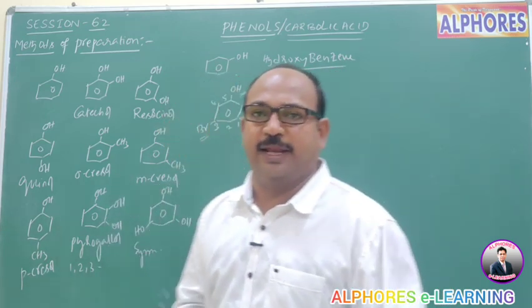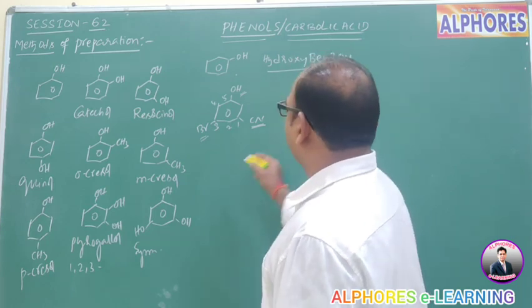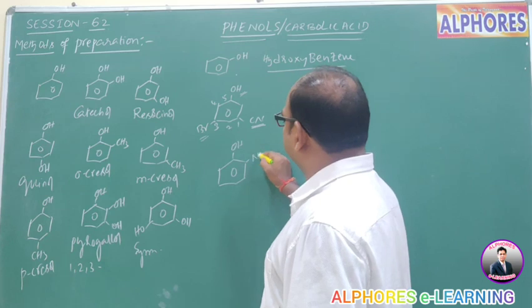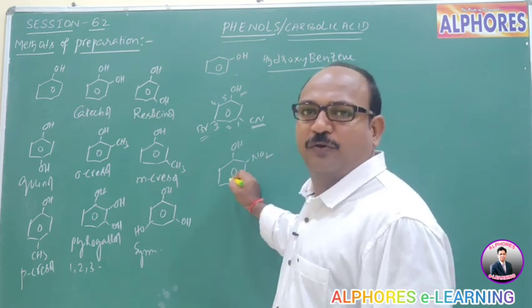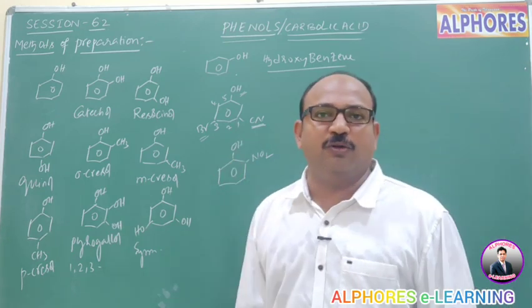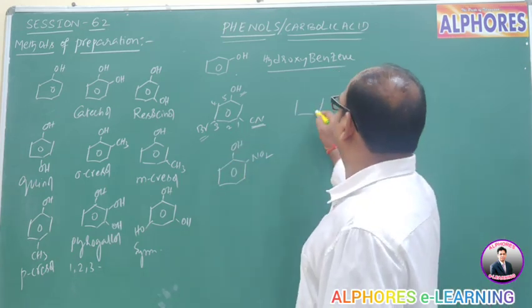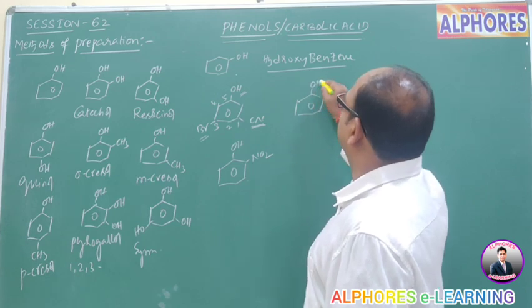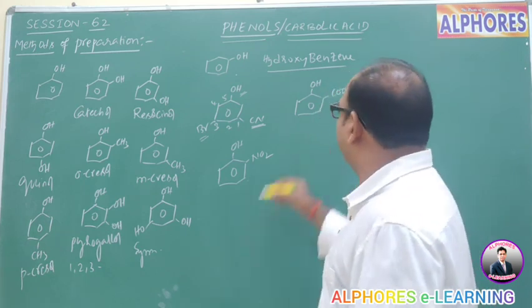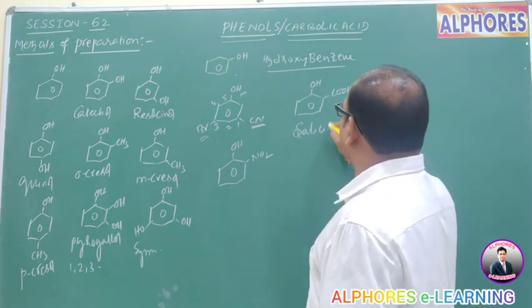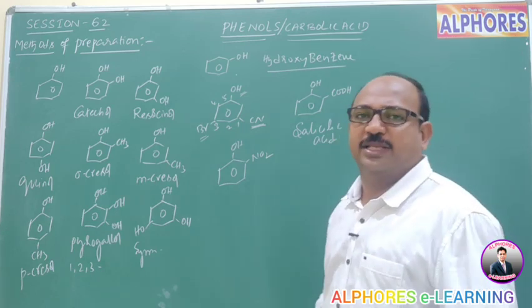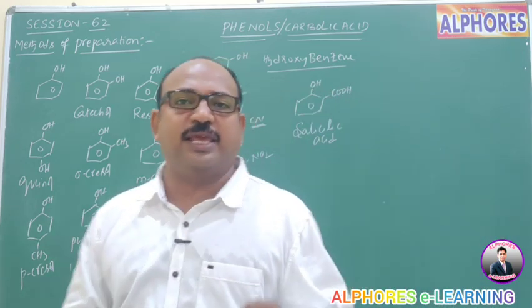Similarly, if an NO2 group is there, we have ortho-nitrophenol, meta-nitrophenol and para-nitrophenol. Similarly, if a phenol consists of COOH, this is ortho-hydroxybenzoic acid. Ortho-hydroxybenzoic acid is called salicylic acid.